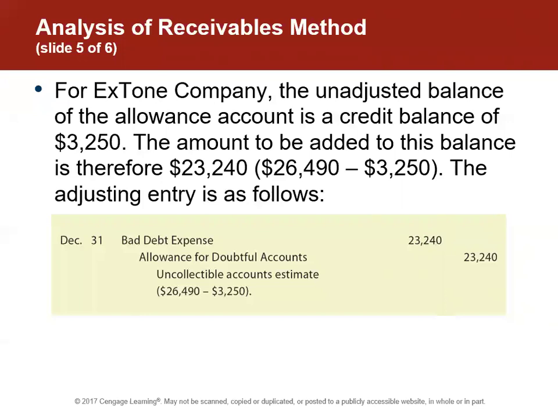Well, if it has 3,250 in it and it needs to be at 26,490, how much would my adjustment be? Just 26,490 minus. Yeah, very good. We're going to take our credit balance minus the existing balance to find this amount, because we know this plus this equals the 26,490. So 26,490 minus 3,250, which I guess is on the board, right? 23,240.